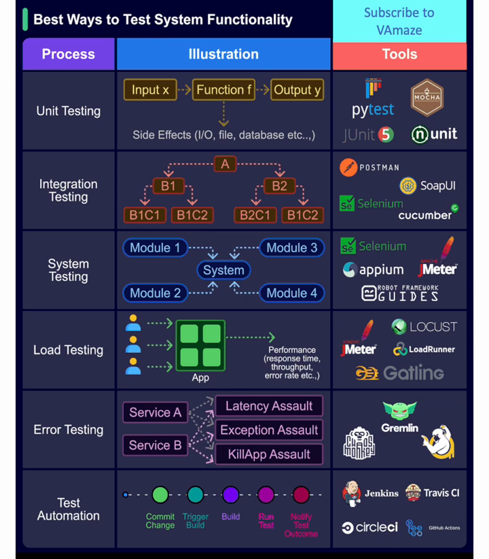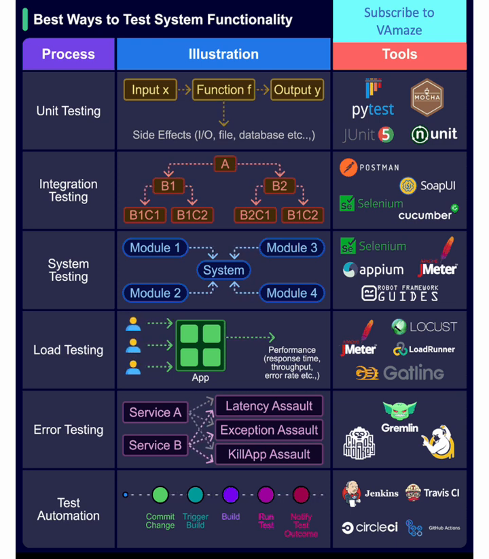2. Integration testing, ensuring harmony between components. While unit tests verify individual components, integration testing ensures these components work together harmoniously. It's like testing whether different sections of an orchestra can play together in perfect sync. The architecture. Integration testing typically follows a hierarchical structure where Module A connects to subcomponents B1 and B2, B1 further branches into B1C1 and B1C2, B2 connects to B2C1 and B2C2.